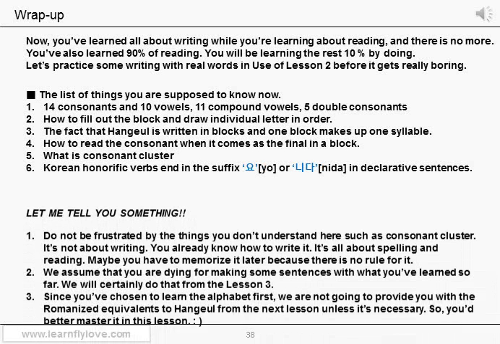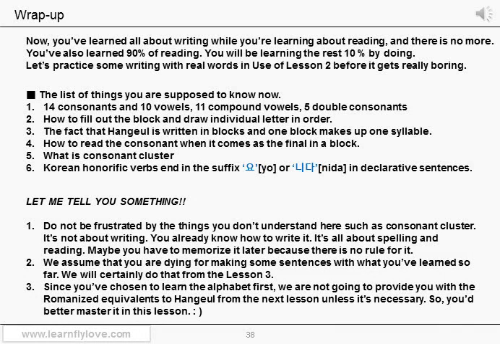Let me tell you something. Do not be frustrated by the things you don't understand here, such as consonant clusters. It's not about writing. You already know how to write it. It's all about spelling and reading. Maybe you have to memorize it later because there is no rule for it. Okay, now you are ready. Go make some real sentences from lesson 3. Since you've chosen to learn the alphabet first, we are not going to provide you with the romanization from the next lesson unless it's necessary, so you better master it in this lesson. See you in lesson 3.